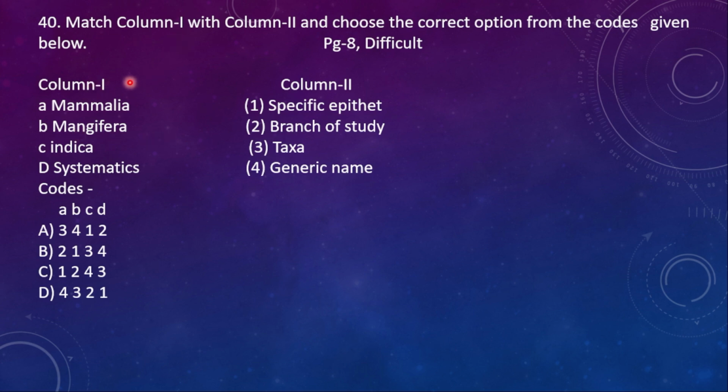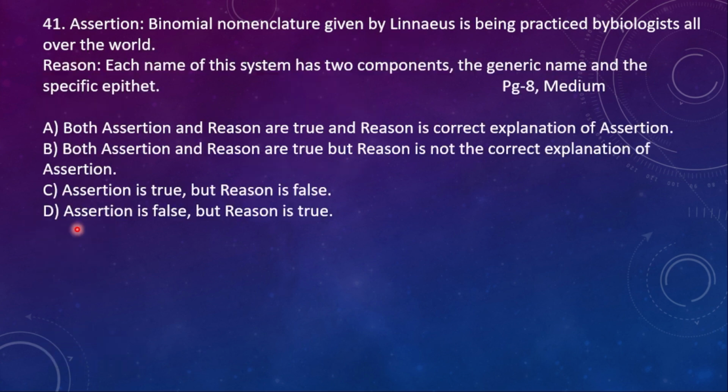Next, match the following. Column 1: Mammalia, Mangifera indica, Mangifera, indica, and systematics. The code is given here, and these are column 2. If you are getting confused, see, Mangifera is the generic name, isn't it? And indica is the specific epithet. You also know C is 1 and B is 4. So this will be the correct option.